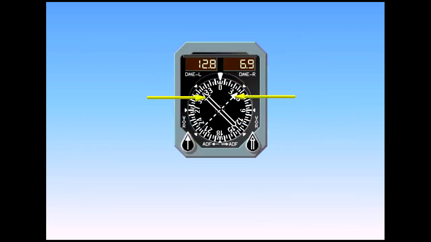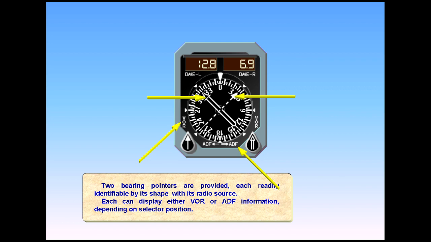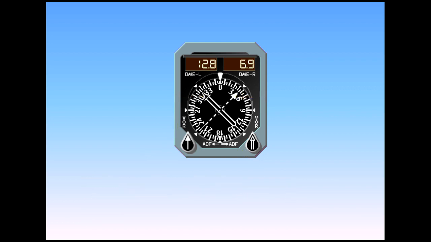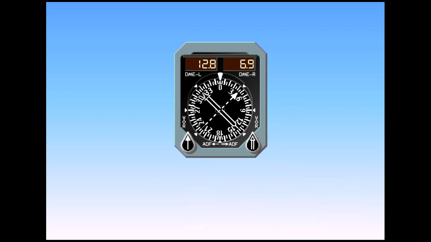Two bearing pointers are provided, each readily identifiable by its shape, with its radio source. Each can display either VOR or ADF information, depending on selector position. Each pointer has an associated control knob. The left knob selects either VOR1 or ADF1. The right knob selects VOR2 or ADF2, if installed. Here, VOR1 and VOR2 are selected. The compass card displays the bearing information from ADARU 1.